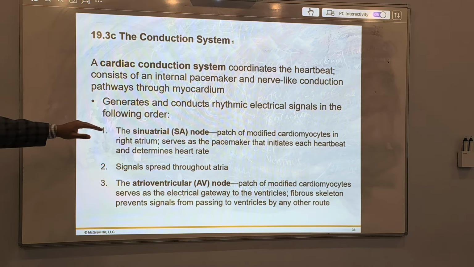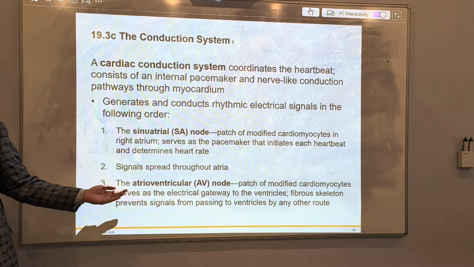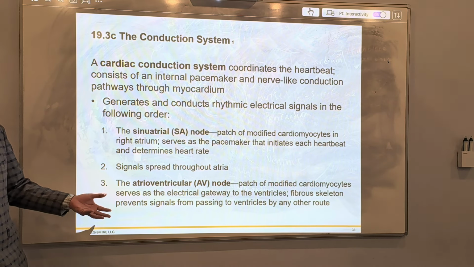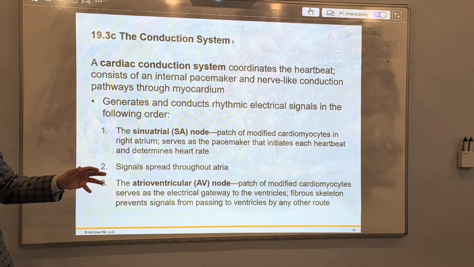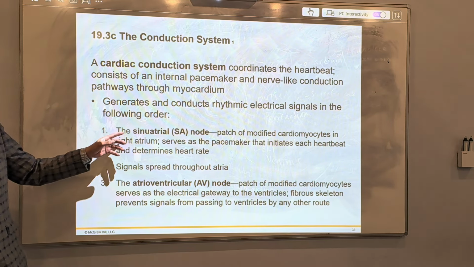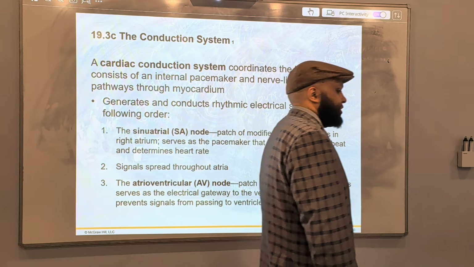Then the signal spreads from the sinoatrial node to the atrioventricular node, which is a patch of modified cardiomyocytes. It works as a gateway into the ventricles, unlike the sinoatrial node, which serves as a pacemaker that initiates the heartbeat.